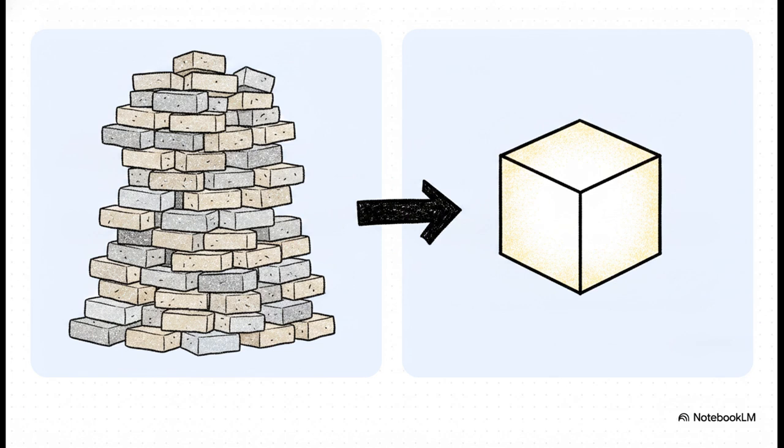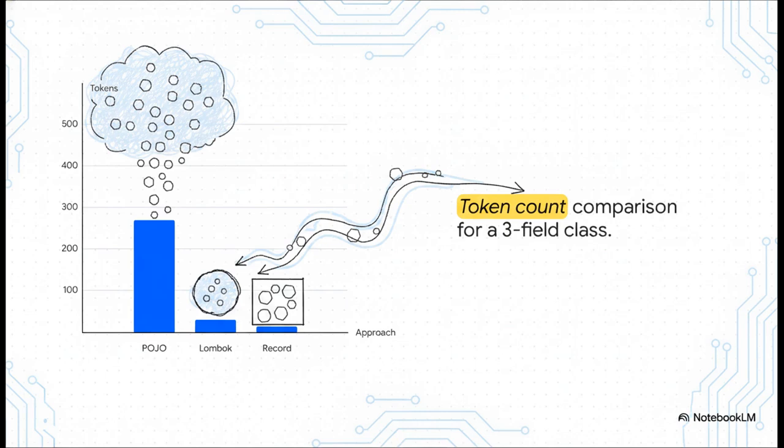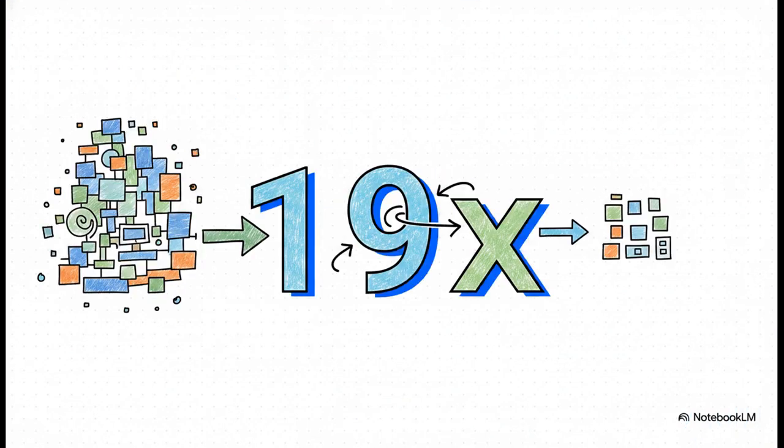You are giving the LLM the exact same structural information, just in a fraction of the space. The drop-off in token count is just absolutely striking when you look at it. If we look at the standard token approximation for a three-field class, the traditional POJO consumes roughly 270 tokens. Lombok drops that down significantly to 30 tokens, but the Java record? Just 14 tokens. 19 times. I really want to emphasize the sheer magnitude of this number because it's huge.